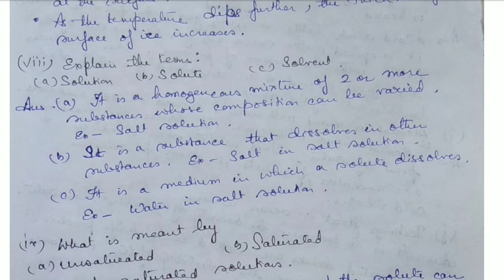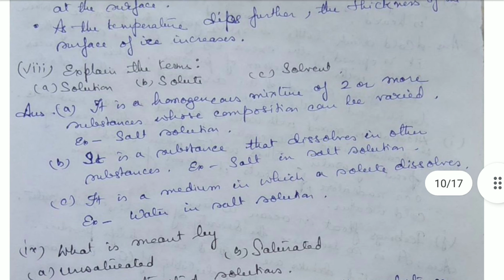And if we mix two spoons of salt and half a glass of water, that is also a homogeneous solution. So a solution is a homogeneous mixture of two or more substances whose composition can be varied. Solute is a substance that dissolves in another substance. In the salt solution, the salt is the solute, and the solvent is the water in which the salt is dissolving.